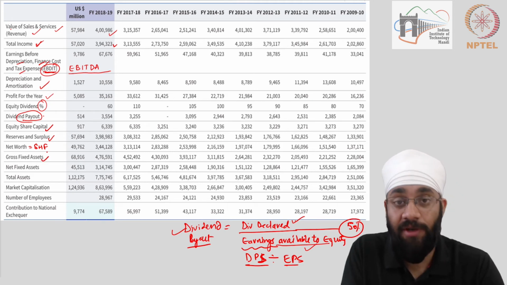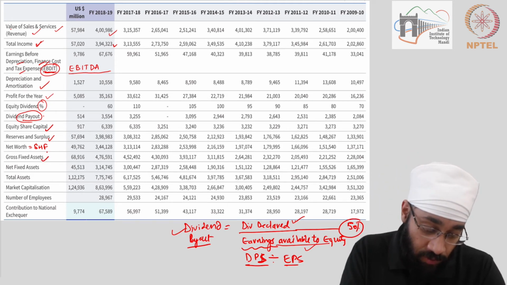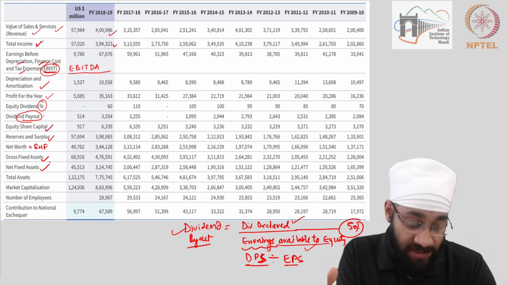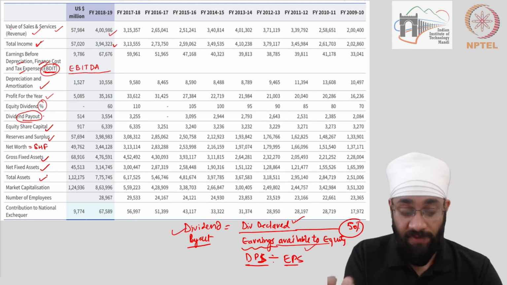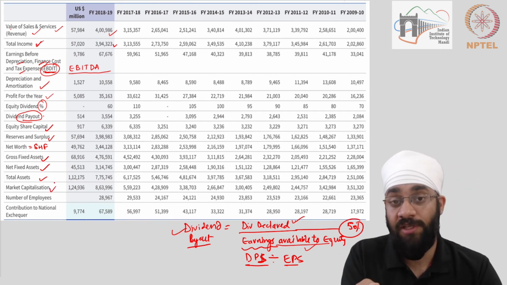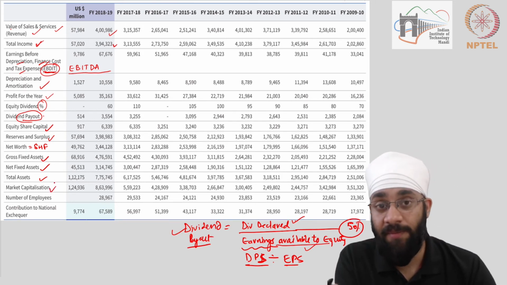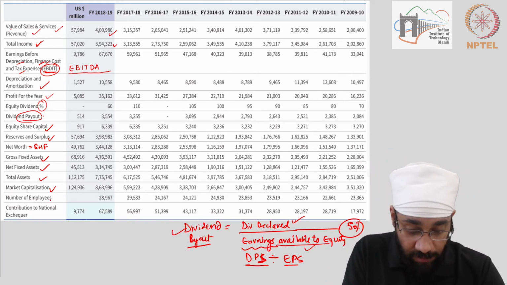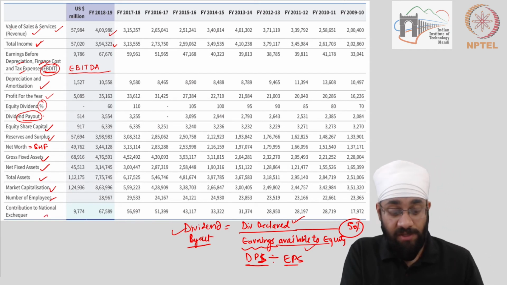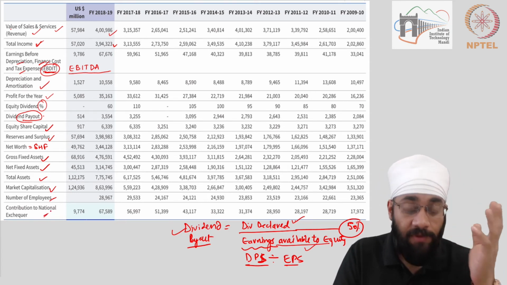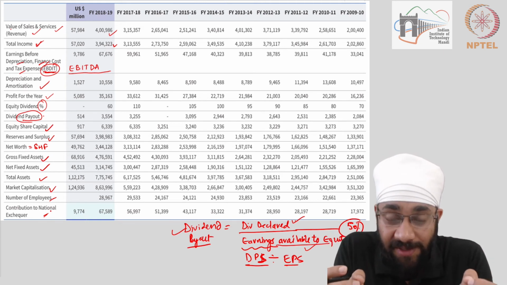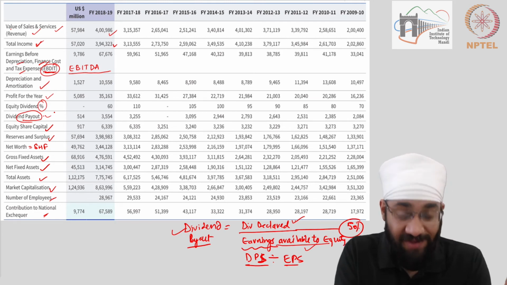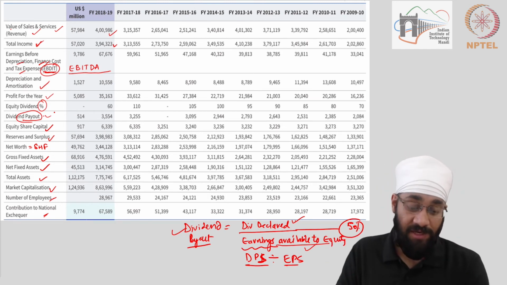Gross fixed asset does not include depreciation, so it's the cost price of the assets. Net fixed asset is the gross fixed asset minus the depreciation. Total asset is the total of the balance sheet. Market capitalization is the number of shares multiplied by the market price per share. We have discussed that before. Number of employees and contribution to exchequer is the tax that you pay in different ways. Alright, there you go. Out of the key indicators, you did not know what? Only one. That's it. You knew all the rest of the indicators.